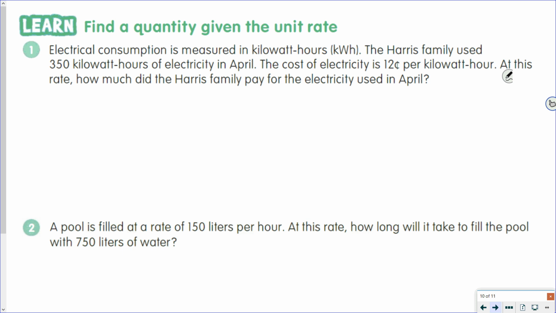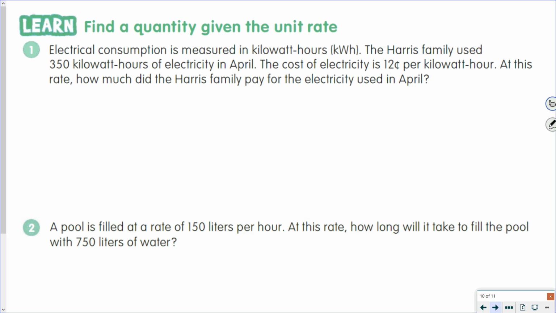And then finally, just a few situations here where you would use a unit rate. So electrical consumption is measured in kilowatt hours. The Harris family used 350 kilowatt hours of electricity in April. The cost of electricity is 12 cents per kilowatt hour. At this rate, how much did the Harris family pay for the electricity used in April?